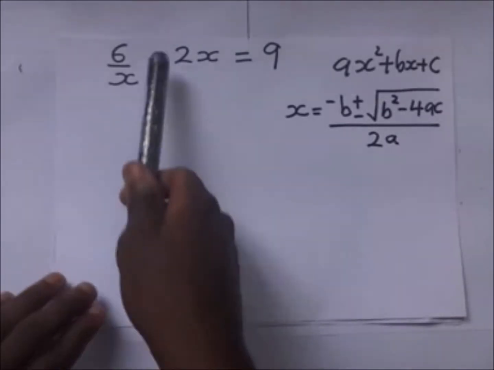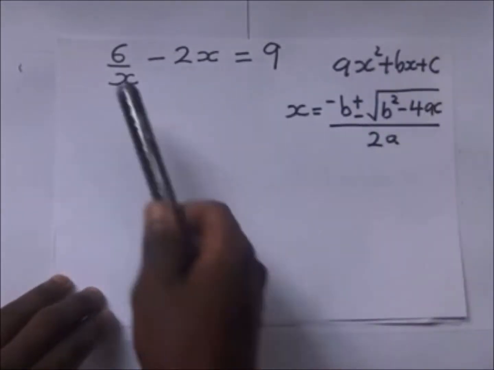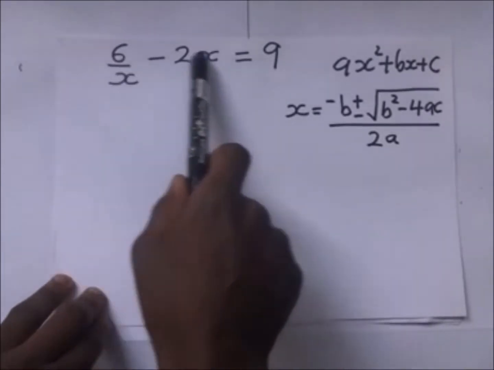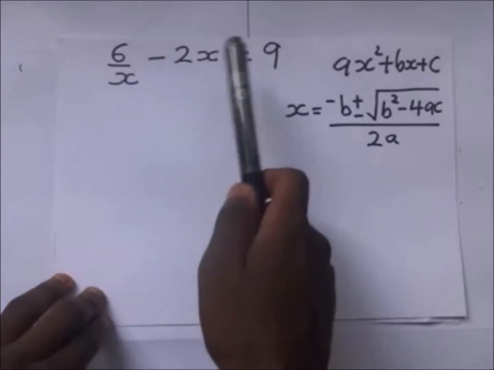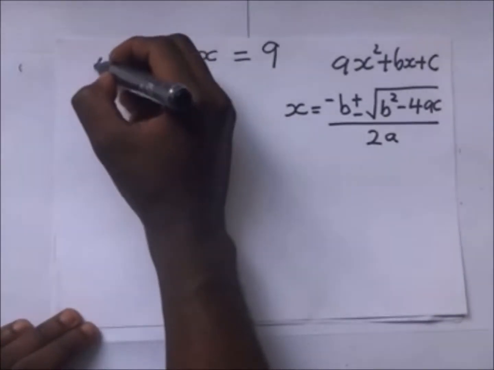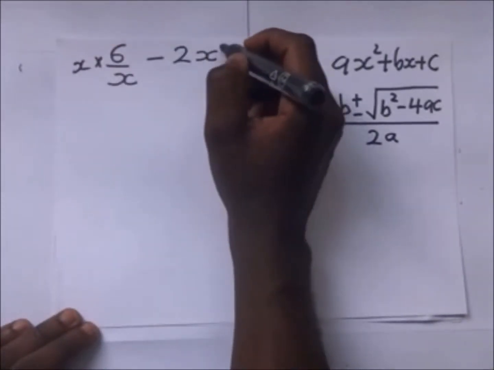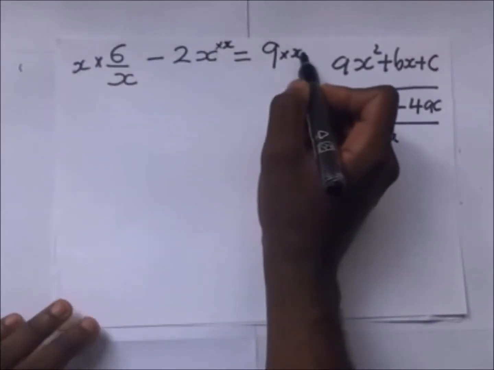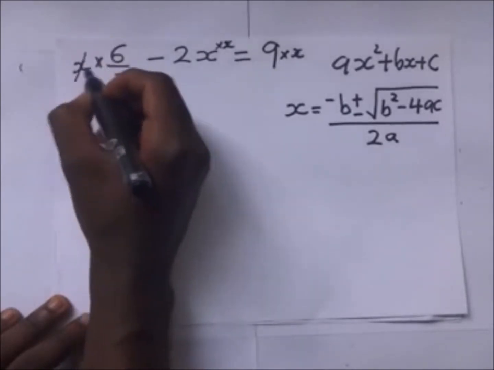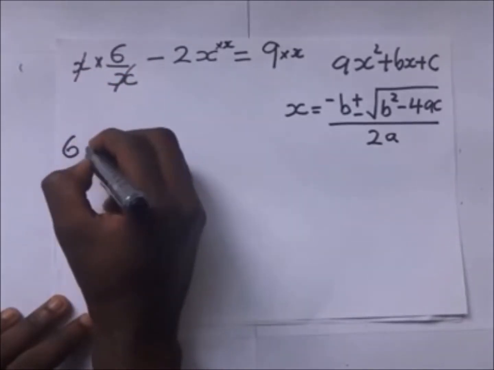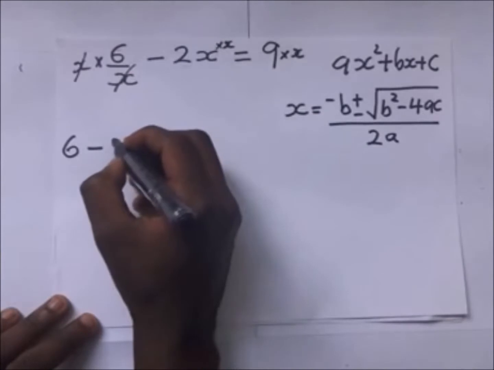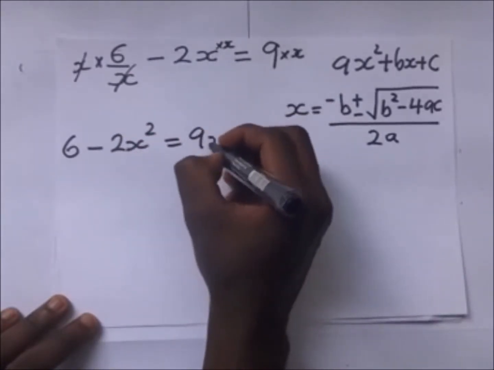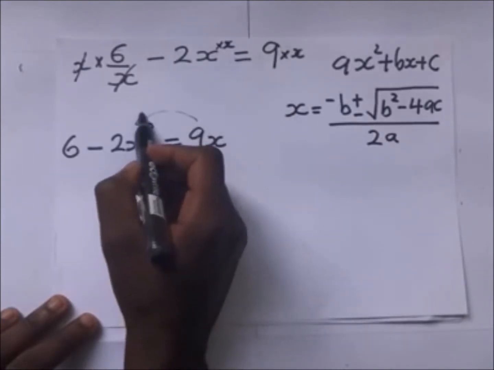So we are going to first rearrange this to look like this. Looking at this, we have a fraction, 6 over x. So we first make it a flat equation by multiplying through by x. So we shall multiply by x here, and by x there. So from this stage, our next step is going to be this. You remain here with 6 minus 2 times x, which is minus 2x squared, is equal to 9x.